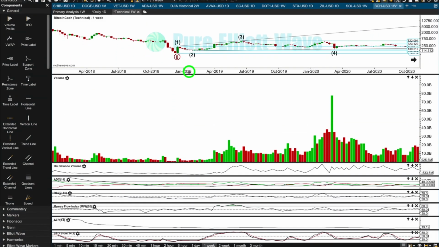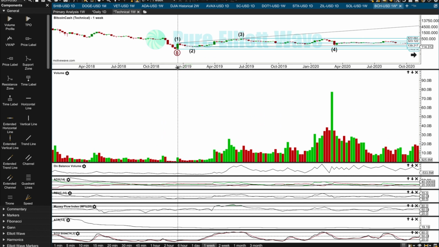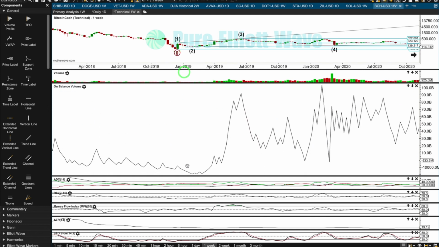Did it have support from volume? Yes, it did. That's extremely bullish. So, unsurprising that that low was sustained. On balance volume made lower lows after that low. That's another reason. I've seen it do that a few times on Bitcoin as well. And here we see it doing it on Bitcoin Cash.